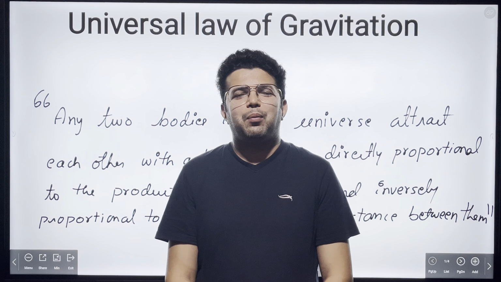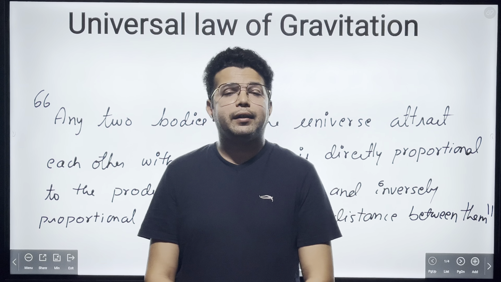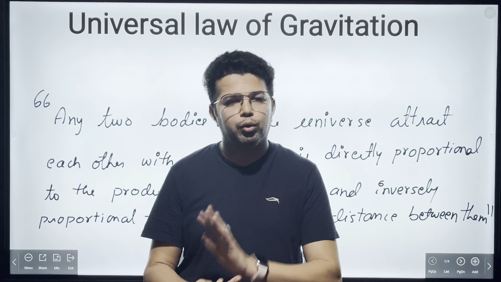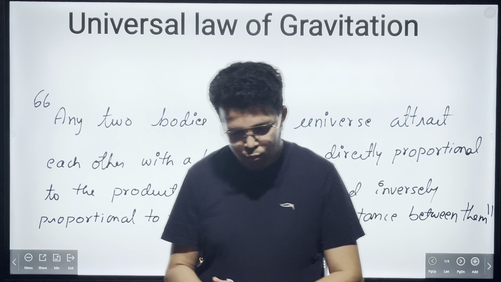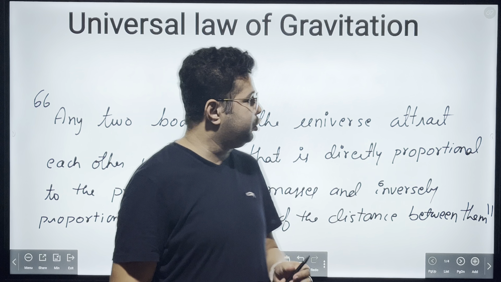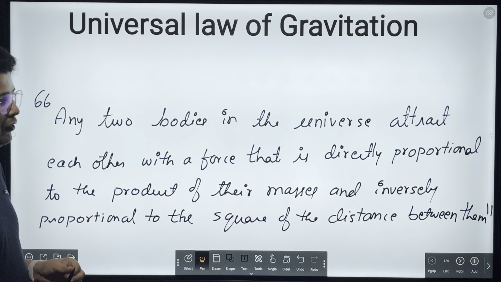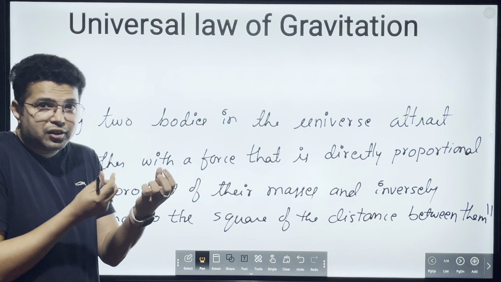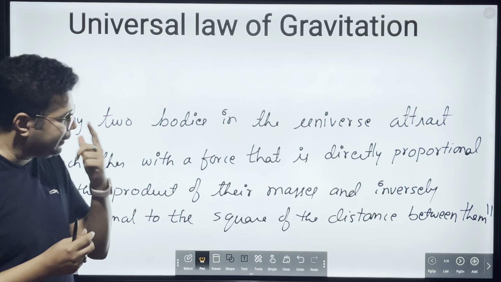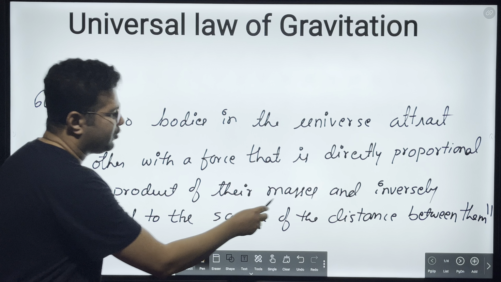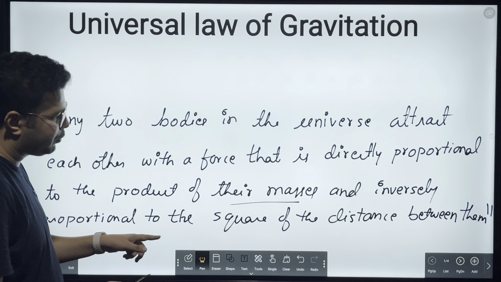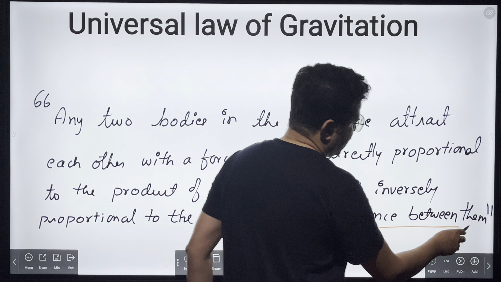Hello, my dear students. In this session, we'll try to understand the meaning of the universal law of gravitation, and we will solve one or two simple problems based on that. According to the universal law of gravitation, if there are two bodies, the gravitational force between them will be directly proportional to the product of their masses, and inversely proportional to the square of the distance between them.